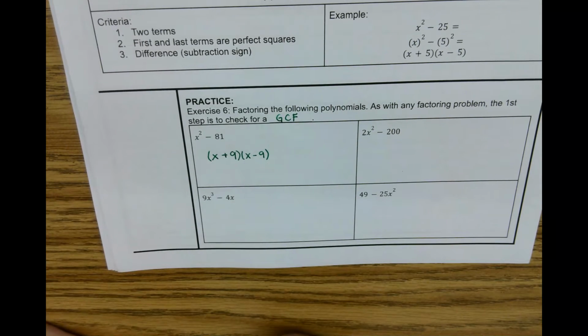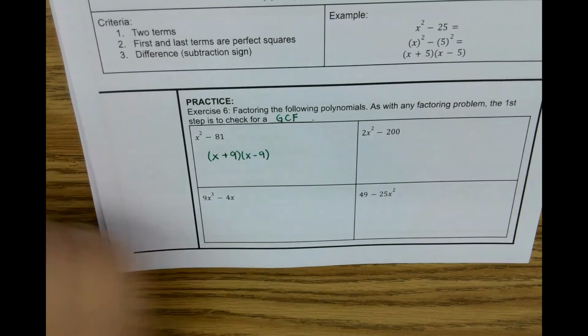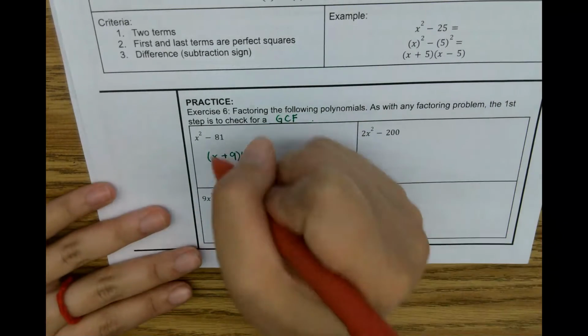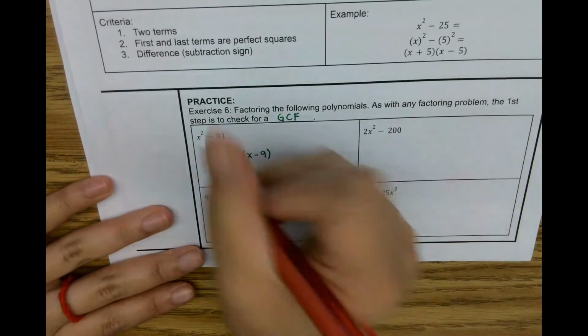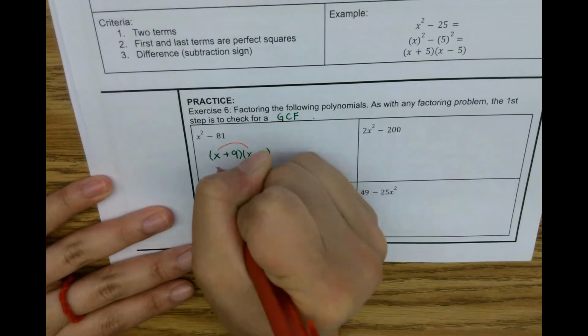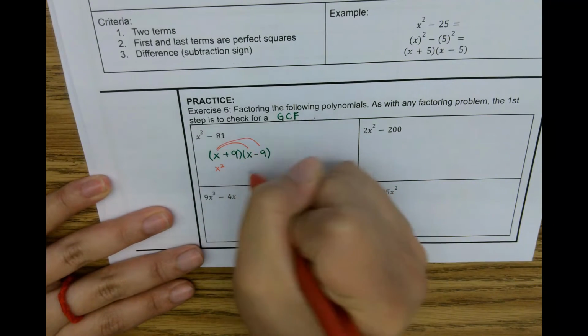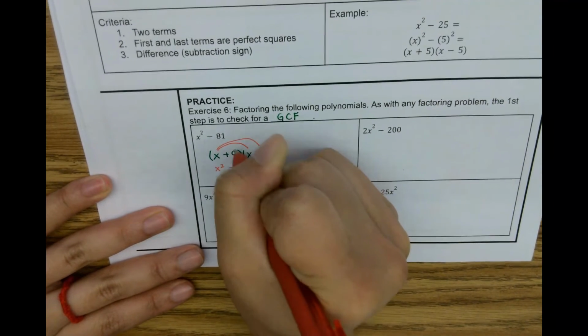Nice and easy. If we don't believe it, we can always distribute to check. So x times x gives me x squared. x times negative 9 is negative 9x.